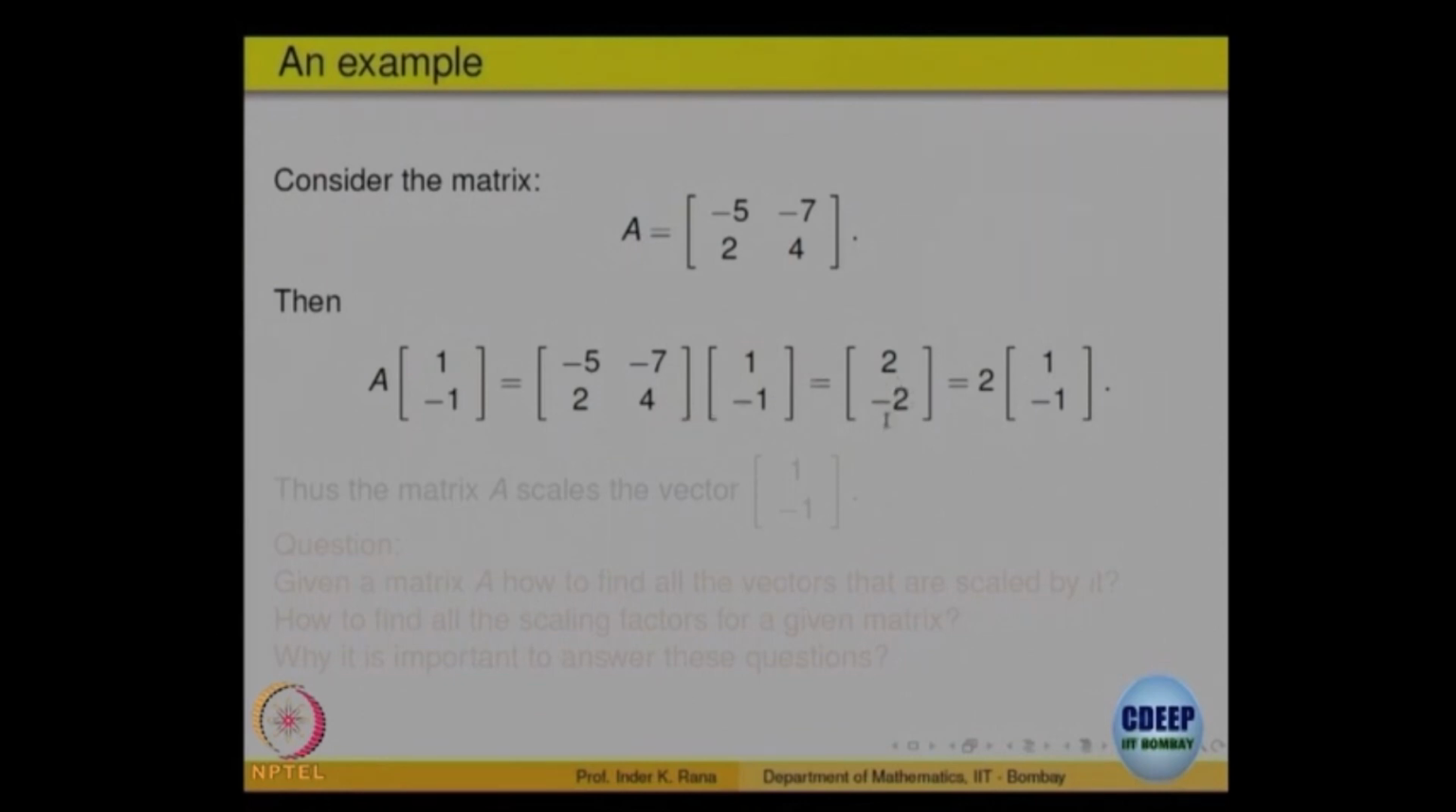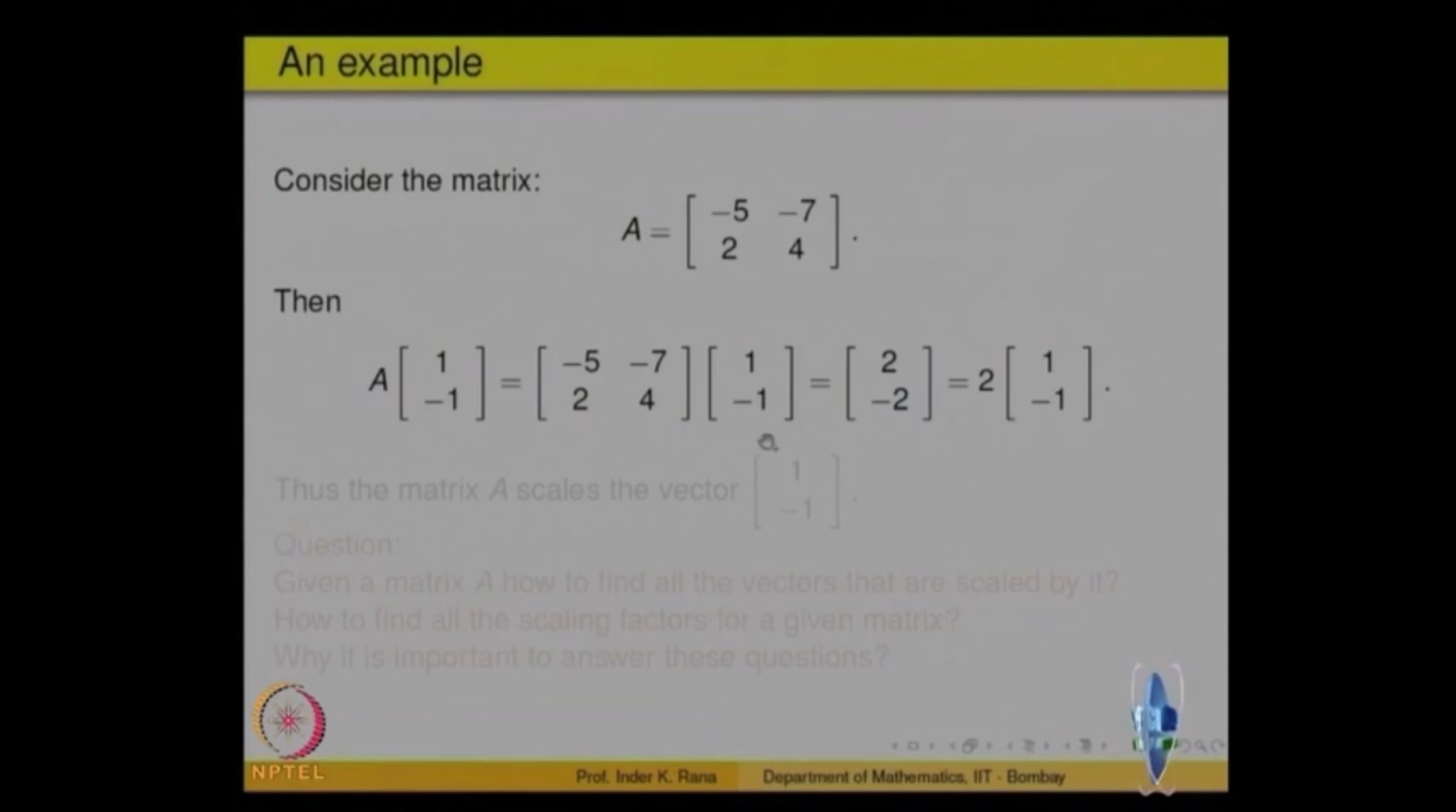So this is an ordinary matrix product, and I can take out 2. This matrix A, with respect to this vector 1, minus 1, has a special property. A applied to this vector is 2 times the same vector, right.